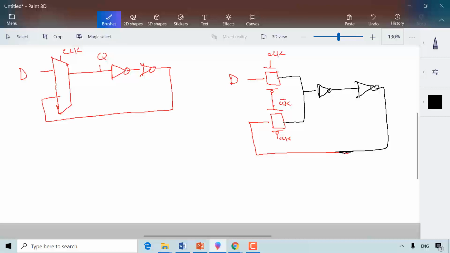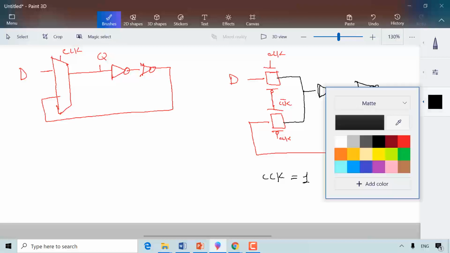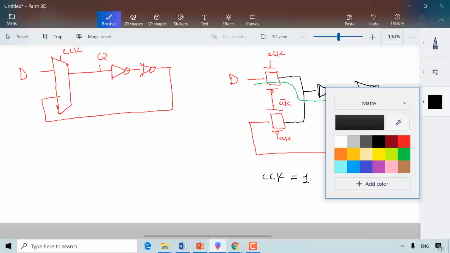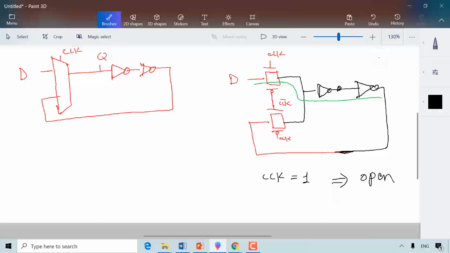So when the clock equals 1, it means that the latch is open. Why? Let's see why. Because this D goes in all the way, and I forgot to mention that here I have this point Q and this point Q prime. So this is when the clock is open, when the clock is 1.